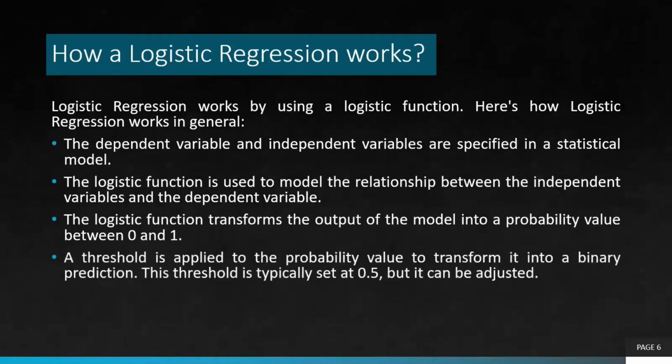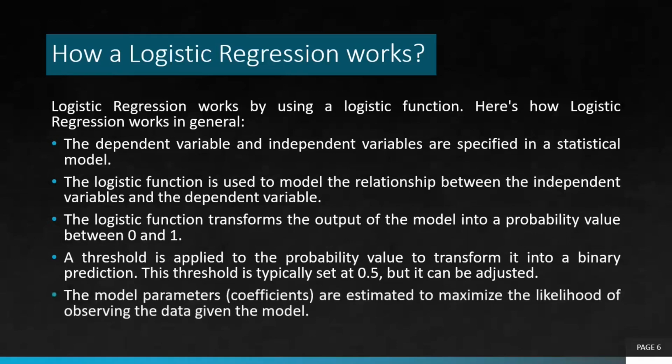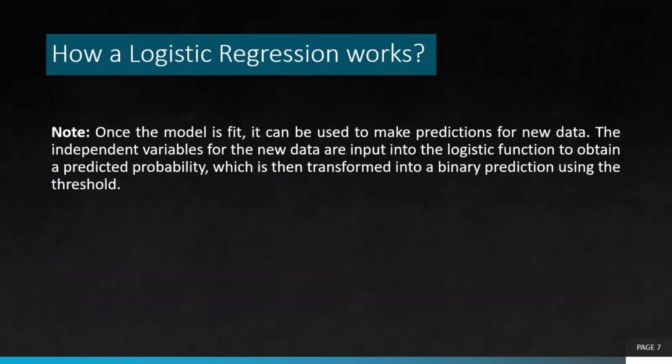Then a threshold is applied to the probability value to transform it into a binary prediction, such as true or false. This threshold is typically set at 0.5, but it can be adjusted. Then the model parameters, or you can say coefficients, are estimated to maximize the likelihood of observing the data given the model. Now, here's an important note to consider.